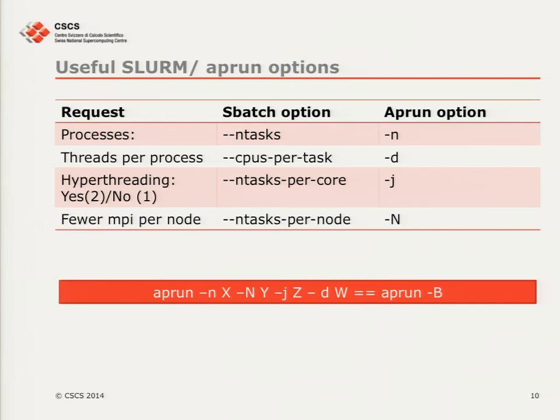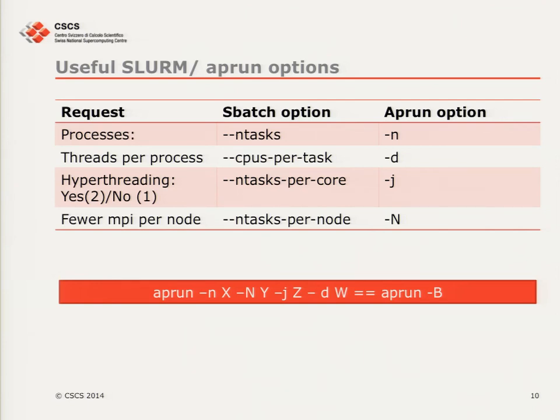Some useful SLURM and aprun options: the number of MPI processes is --ntasks, and the aprun option corresponding to that is -n. For threads per process, if you want OpenMP threads per MPI process, the dispatch option is --cpus-per-task. Some of this might be counterintuitive, the nomenclature is kind of obscure, and the aprun option for that would be -d.